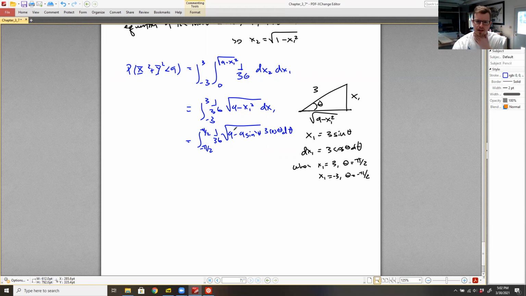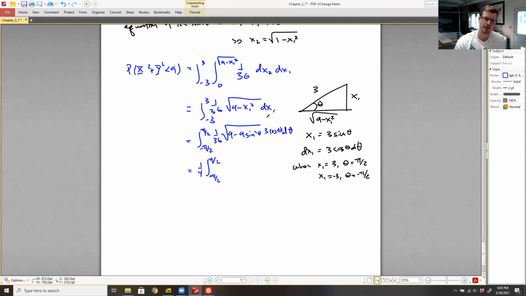So once we have that, we can pull out the 9 from both of these, and the square root of 9 is 3, so 3 times 3 is 9. 9 divided by 36 is 1/4. We're left with 1 minus sine squared underneath the radical. So it's still the integral from negative pi over 2 to pi over 2.